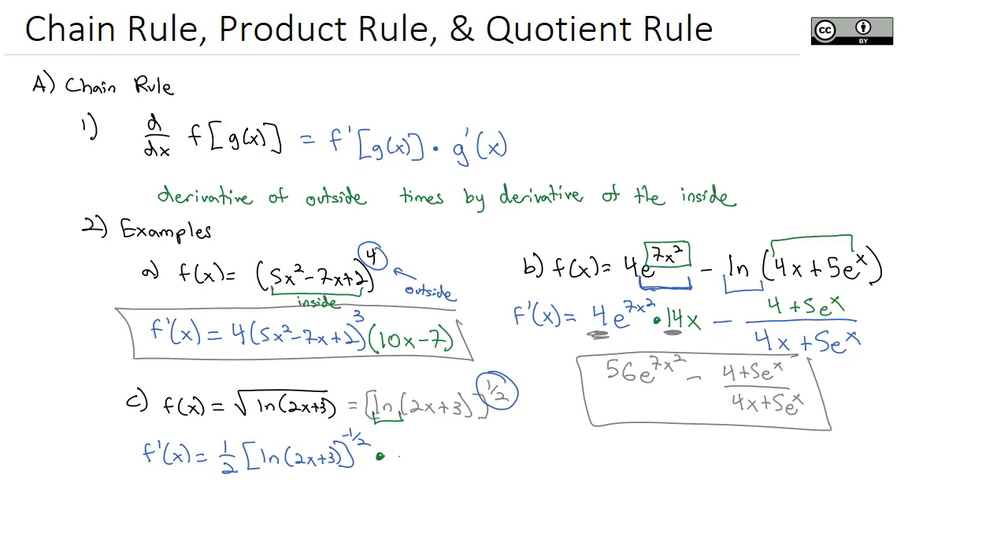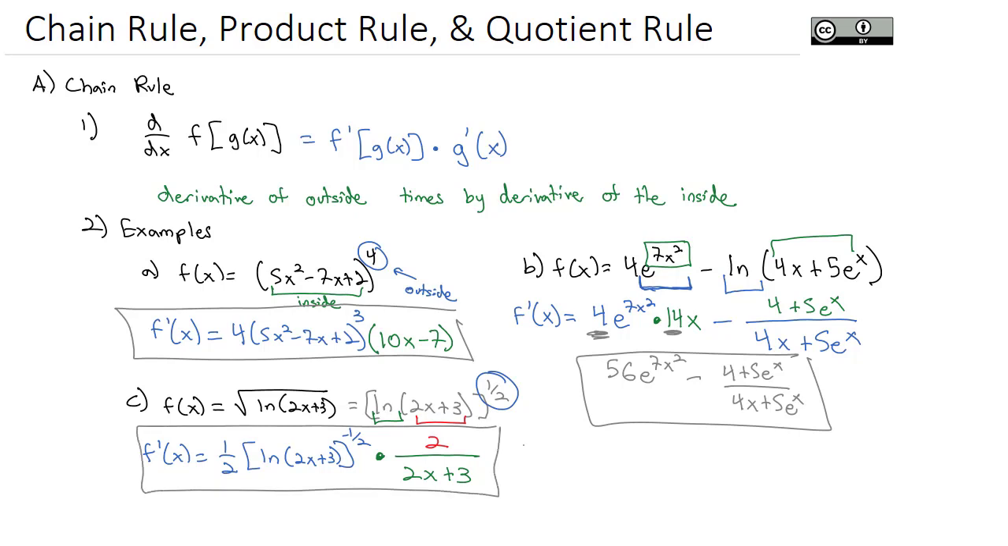The derivative of natural log is 1 over the stuff, the 2x plus 3. But inside that one is 2x plus 3. And so then we'll multiply by the derivative of 2x plus 3, which is just 2. And so we start on the outside and take the derivative of each layer, peeling it off like an onion until we get our final derivative.